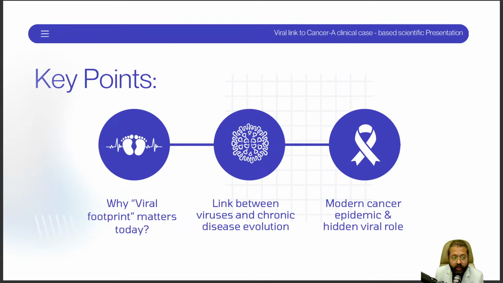Now, if we talk about the link between the virus and chronic disease evolution, in the next 5-7 minutes we are going to start the actual cases. But we need to understand why, because if we are not able to get how this approach is coming up, then it will be more helpful for us to understand how we are looking into it, right?